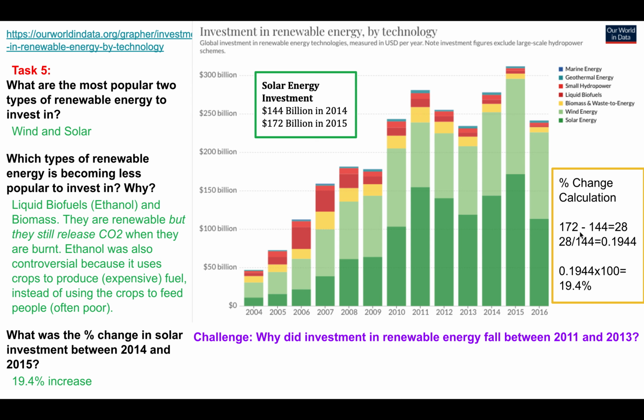28 is the quantity of the change, and we're going to divide that by the original figure to calculate what the percentage increase was. So we've got 28 divided by 144, which gives us 0.1944 recurring. And to turn that into a percentage, we just need to times that by 100, and that gives us 19.44 recurring percent. But we'll round that and make it 19.4.